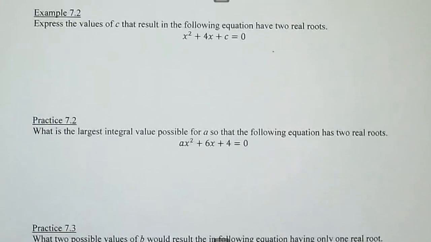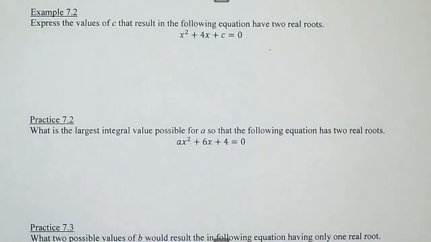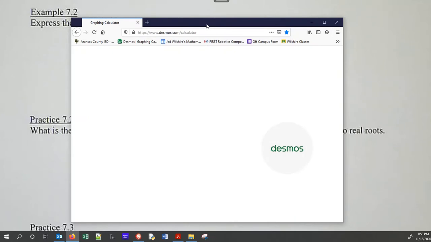All right, let's take a look at this. We're going to express the values of c that result in the following equation having 2 real roots. So this is where we're solving for a value of c that makes us have 2 real roots. What I'd like to do is look at it graphically first. So let's pull up a graphing calculator here and see if we can get an idea of what this question is asking us to do. Well, we want to express what that number would be technically with an inequality. So I have x squared plus 4x plus c, if this calculator will load.